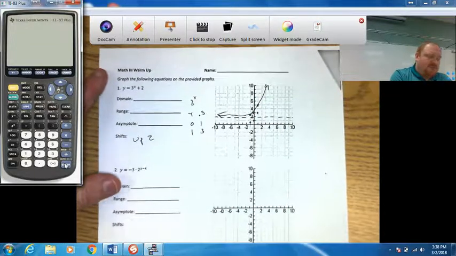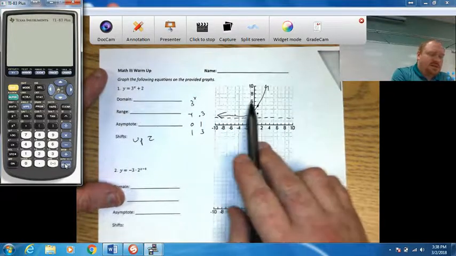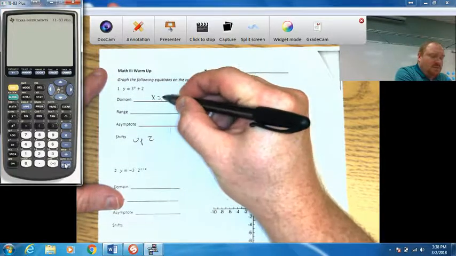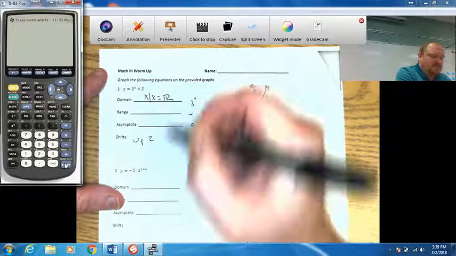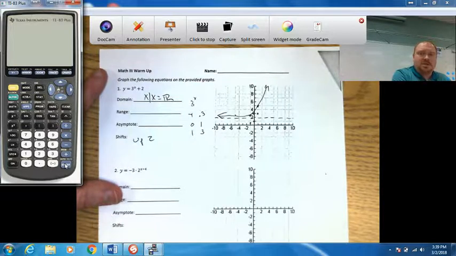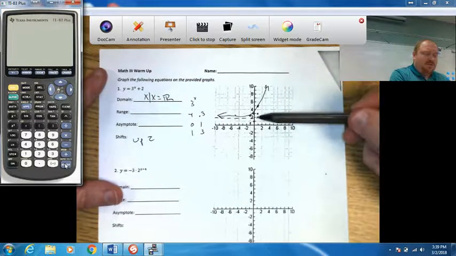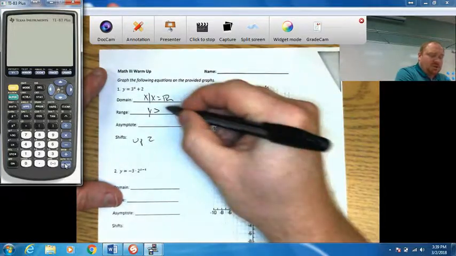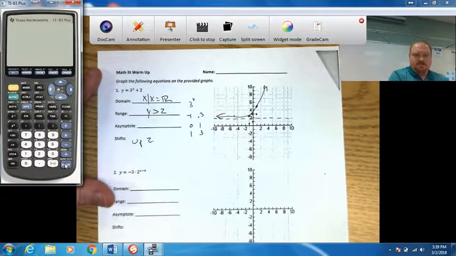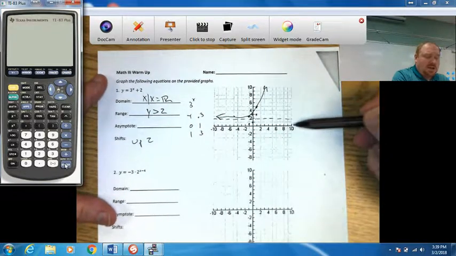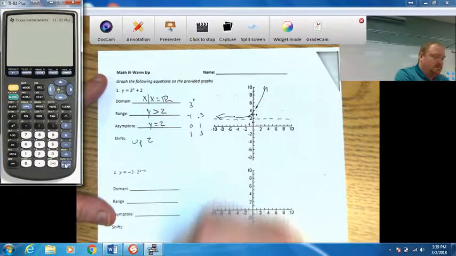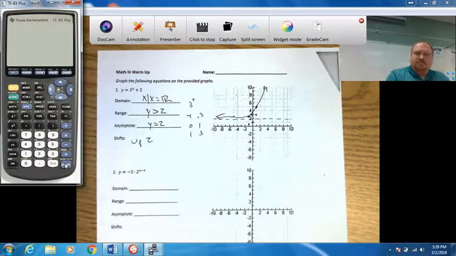Now, domain. It will always go left, and it will continue going up and to the right. So the domain is all real numbers. The range: this graph is only above this dashed line, so that means it is greater than 2. The asymptote is always this, but with an equal sign. And that essentially covers most of what we talked about on Friday.